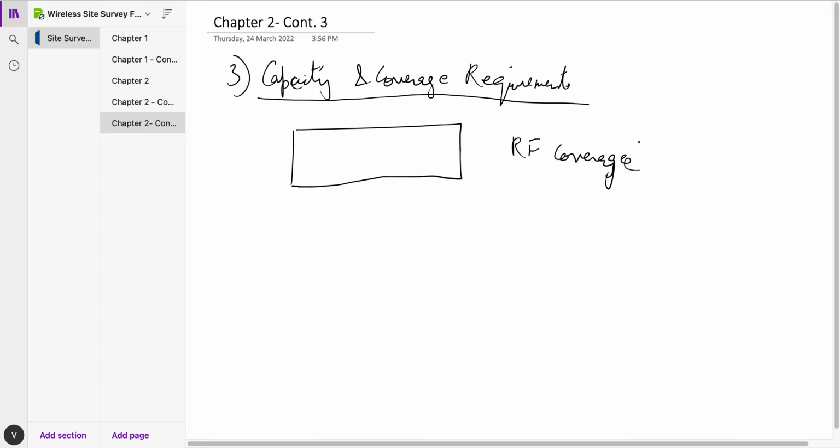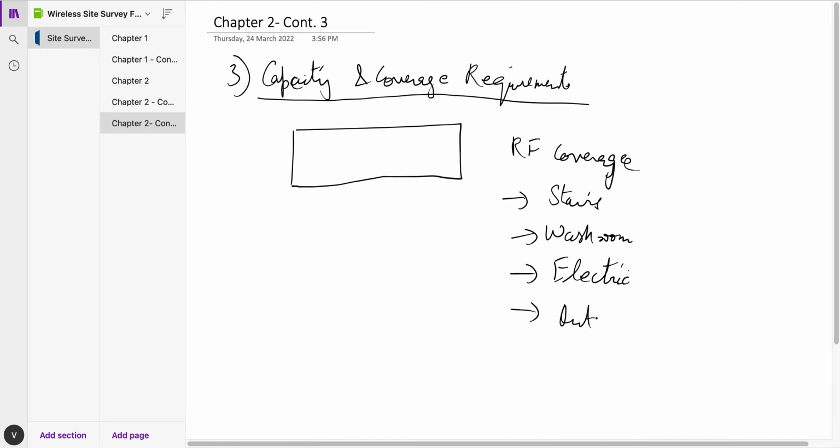I mean, the moment you ask this question to the customer where you need the RF coverage, the answer is going to be everywhere. That's what he's going to say the first time. You probe him more, understand if you need coverage in the staircase, if you need coverage in the washrooms, if you need coverage anywhere specific, maybe the electric rooms on the floor. So just check with him, or if he needs coverage in the small outdoor area of the office.